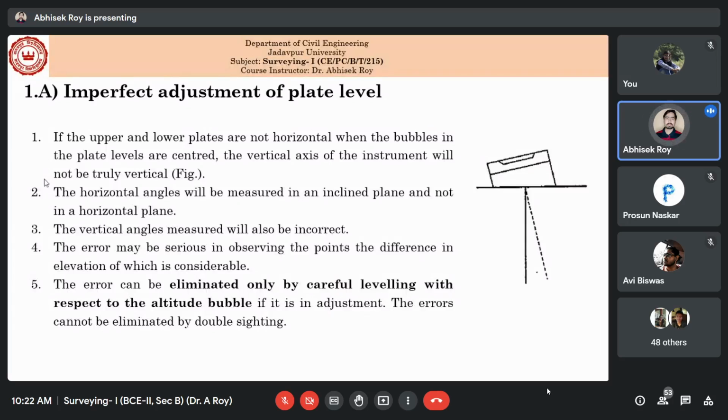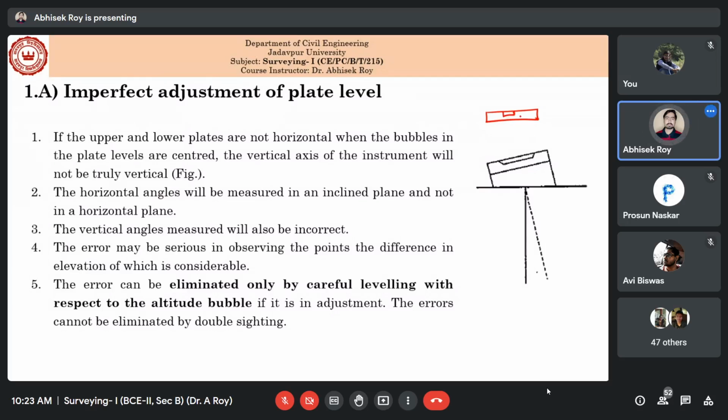So let us discuss the first part, that is imperfect adjustment of the plate level. If the plate level is not perfectly adjusted, if it is not perfectly leveled, then what will be the kind of error? The upper and lower plates may not be horizontal even when the bubble in the plate level is centered. Then the vertical axis of the instrument will not be a true vertical.